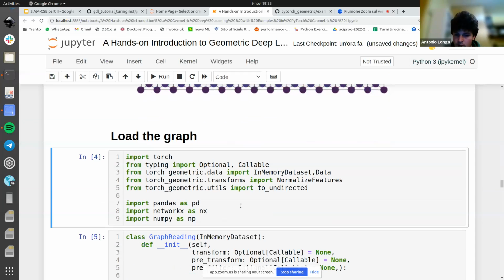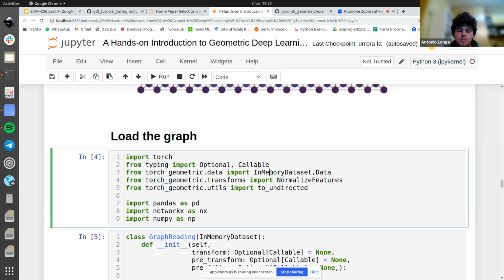Let's start with loading those graphs from CSV files into PyTorch Geometric. What do we have to do? I imported these two, which are needed. Then from the data module of Torch Geometric, we have InMemoryDataset. InMemoryDataset is a class that allows you to build your own graph and load the entire graph into memory, in the RAM or in the GPU if you have one available.